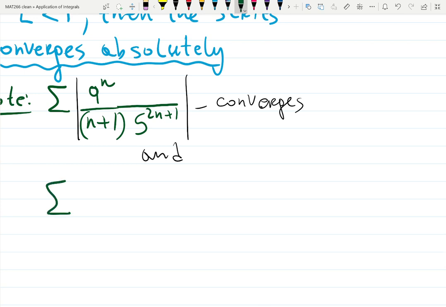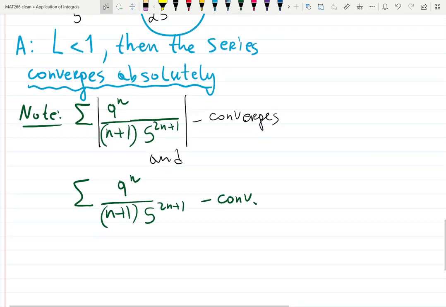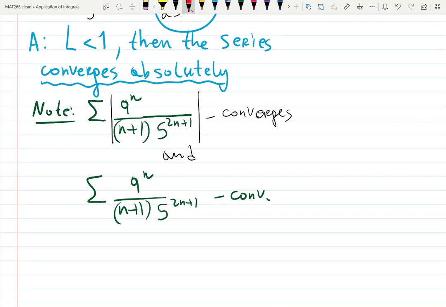The original one converges too. That's what it means to converge absolutely. Also, the one with absolute values converges. So that is the definition of absolute convergence. It means it converges with absolute values and without absolute values. As you can see, I don't even put from where to where, but actually it is from 1 to infinity.